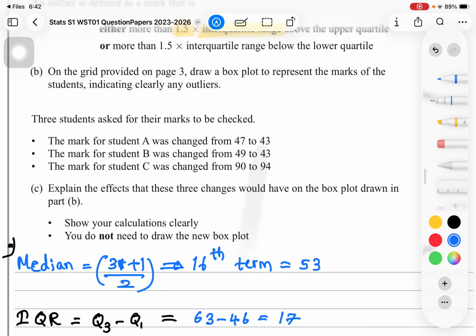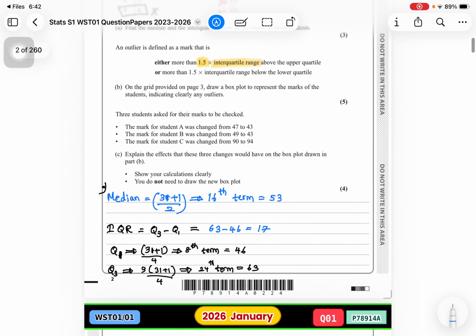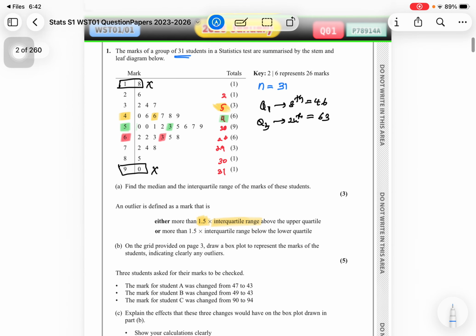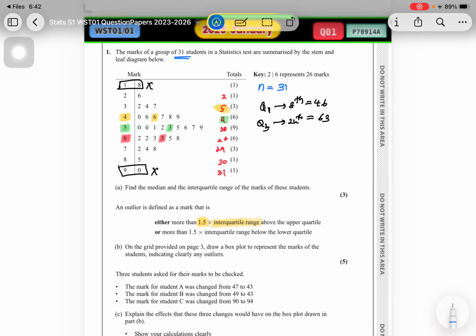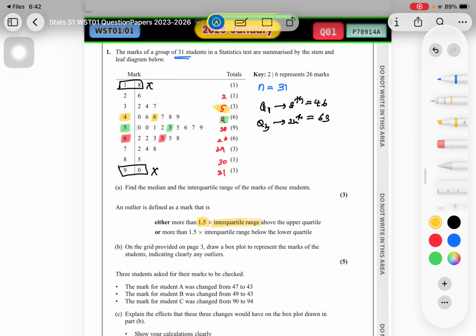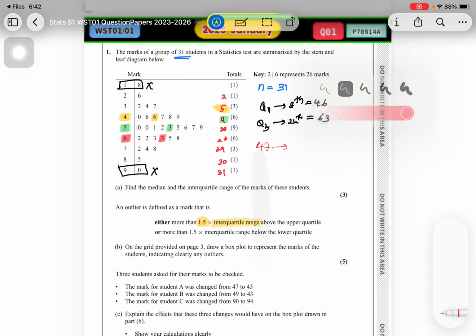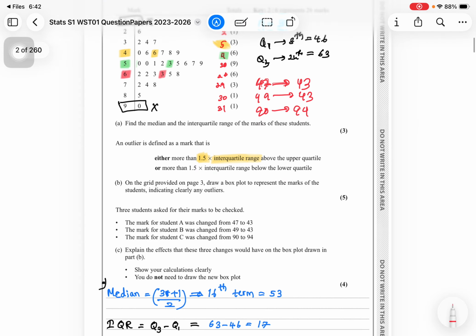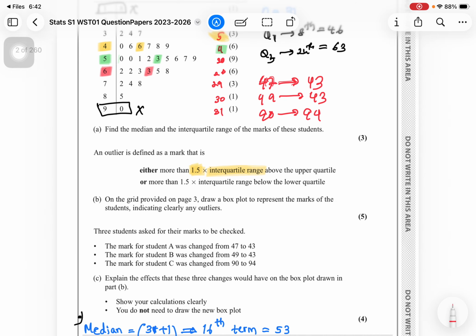47 record was updated to 43. There were quite a bit of changes. Let me actually note it down on the top. 47 goes to 43. 49 goes to again 43, and 90 goes to 94. So they're asking what is the effect on the box plot.